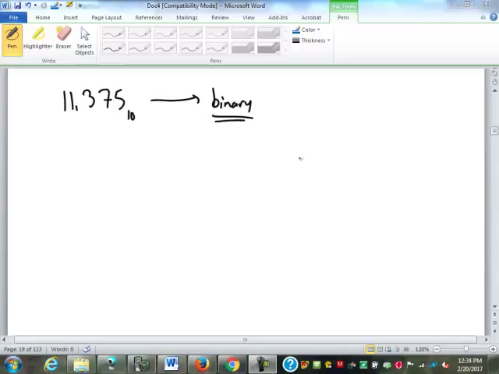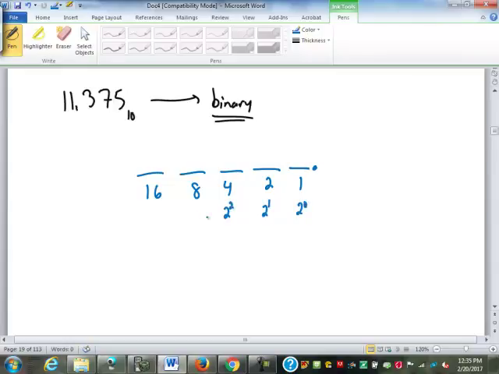So just looking at a couple of them off the test. Number 2, 11.375 into binary. In our binary, we have the 1s, the 2s, the 4s, the 8s, and the 16s. It goes up by multiplying by 2 as you go to the left. Or it's 2 to the power of 0, 2 to the power of 1, 2 to the second, 2 to the third, and so on.